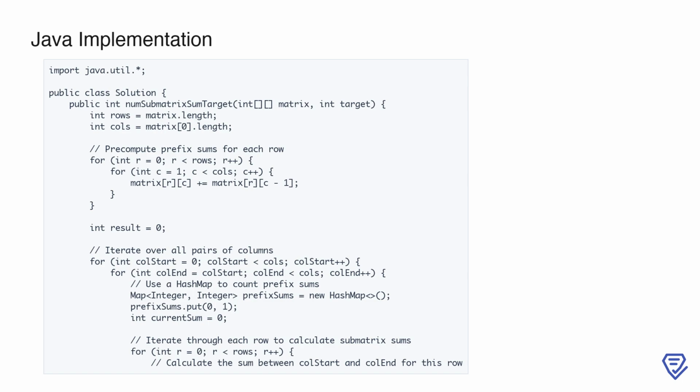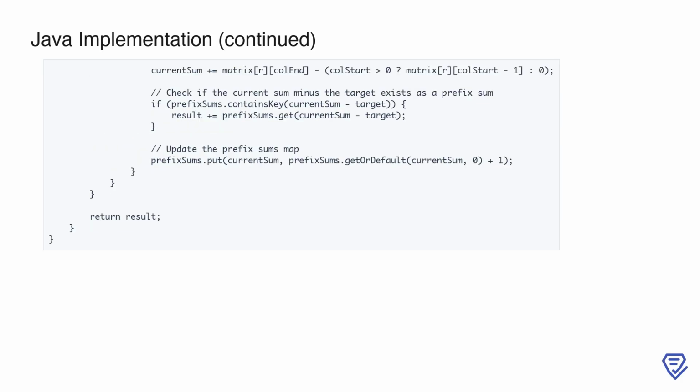Now, we iterate through each row to calculate the sum of elements between the two columns for the current row. Here, we calculate the sum of elements between the columns colStart and colEnd for the current row. This is done using the pre-computed prefix sums. If colStart is greater than 0, we subtract the prefix sum up to the column before colStart to get the correct range. Once we have the current sum, we check if the difference between the current sum and the target exists in the hash map.